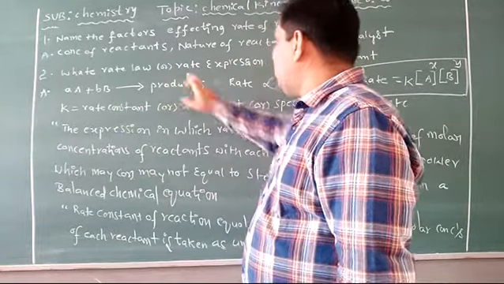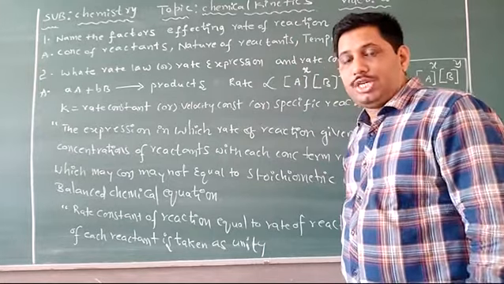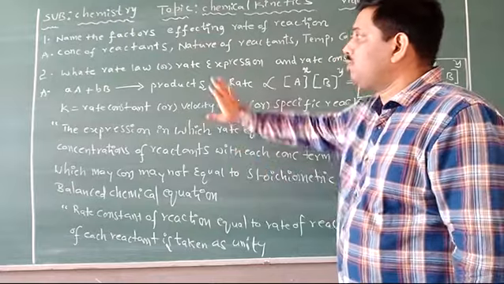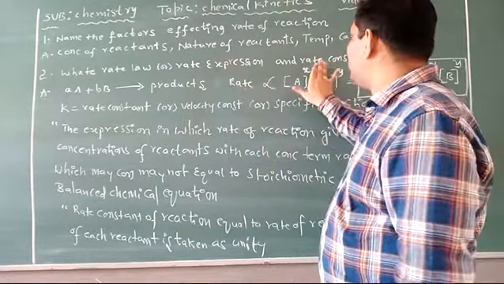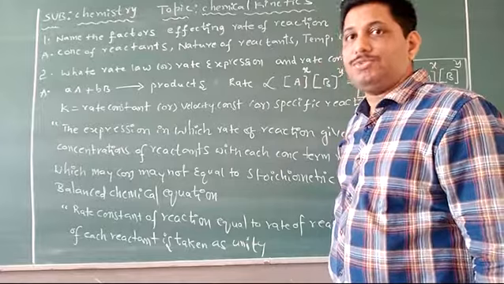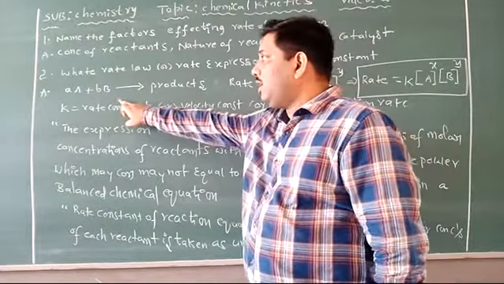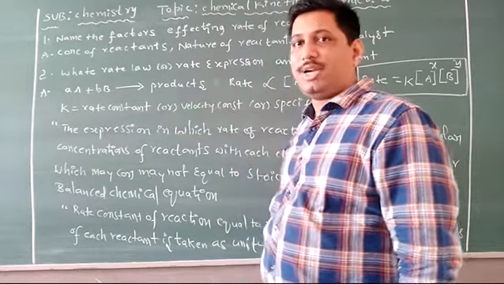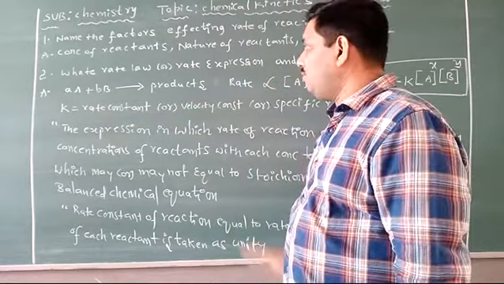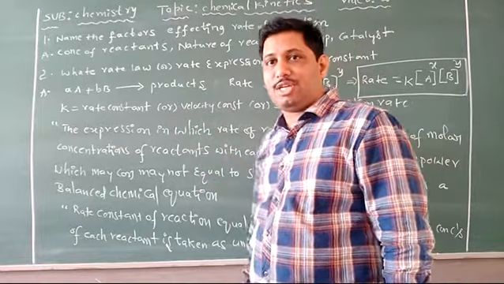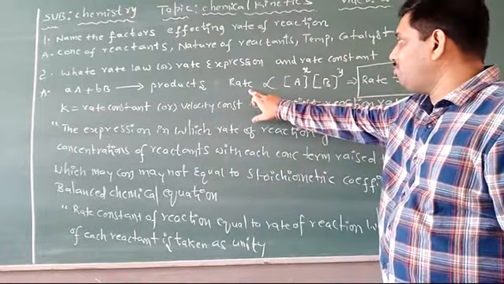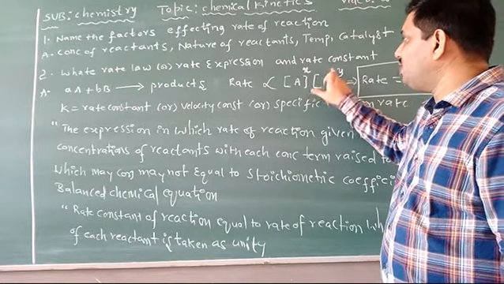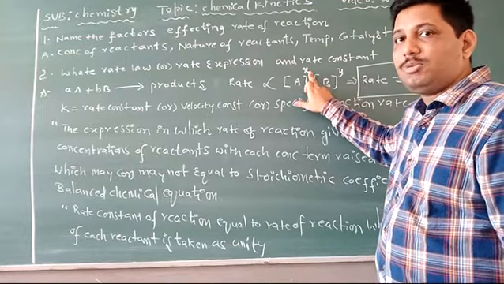What is the rate law or rate expression and rate constant? Here two topics, students. One is the rate law, next one is rate constant. Let us consider a moles of A plus b moles of B gives rise to products. For this chemical reaction, the rate of the reaction is directly proportional to the concentration of reactants, with their power raised to a number that may or may not be the stoichiometric coefficient.